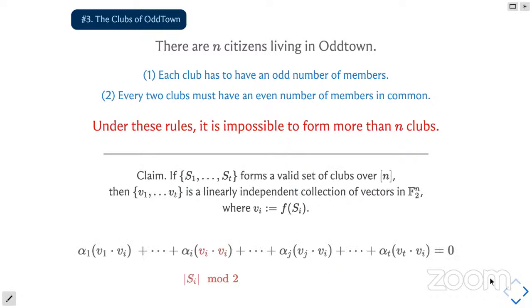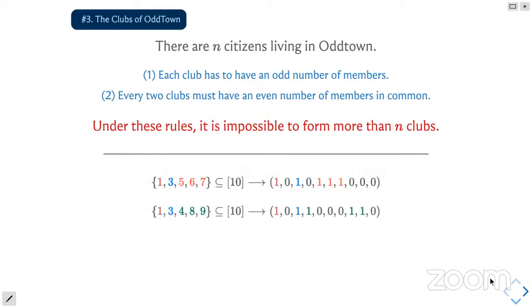So I hope that that's clear. We are essentially counting the parity of the size of the set, and that's going to be 1, because according to the first rule of Oddtown, all sets must have odd size. So I hope that that's clear. And let's move on to Vi times Vj, where i is not equal to j. What do you think that product will work out to? Okay, we have a claim that it's going to be 0, and hopefully that's clear as well.